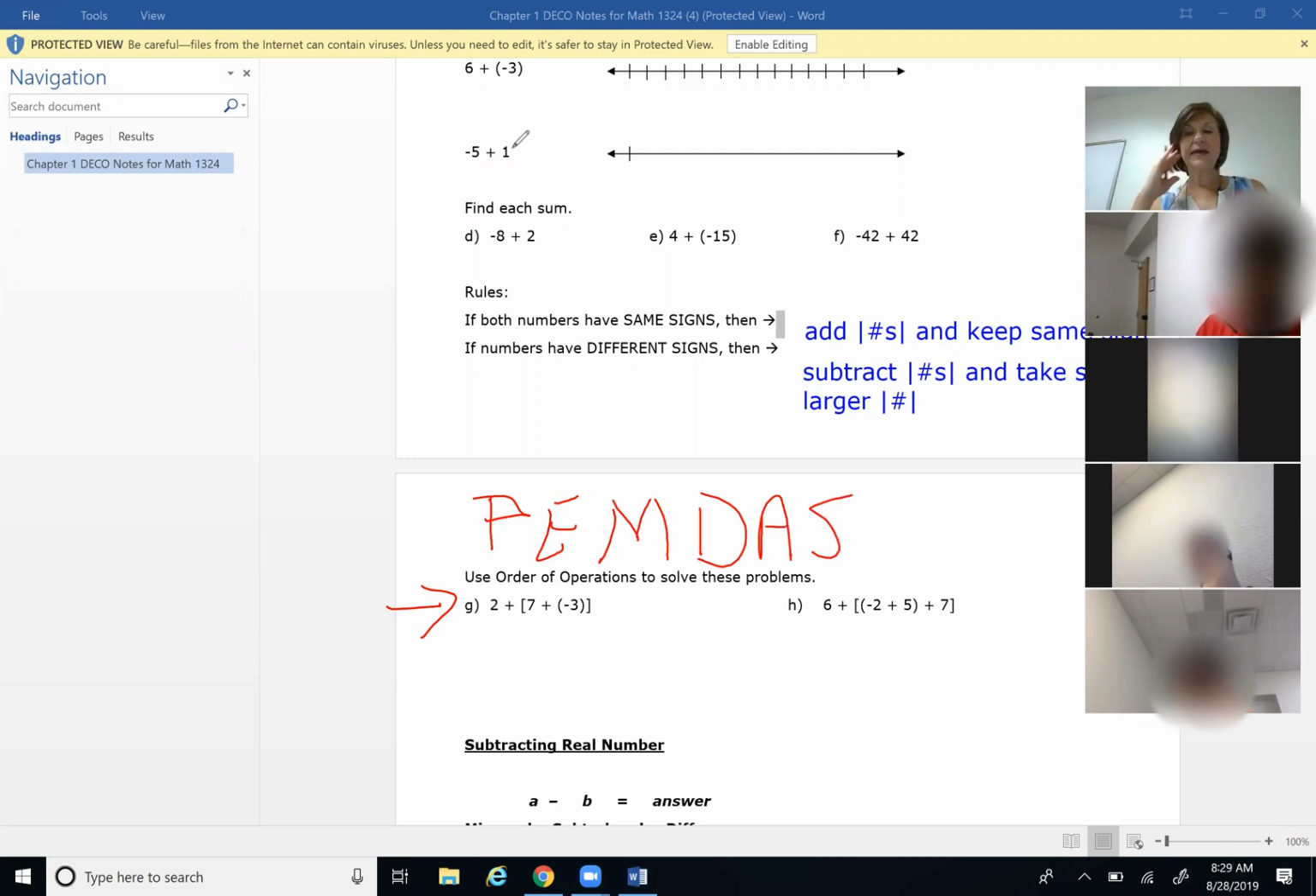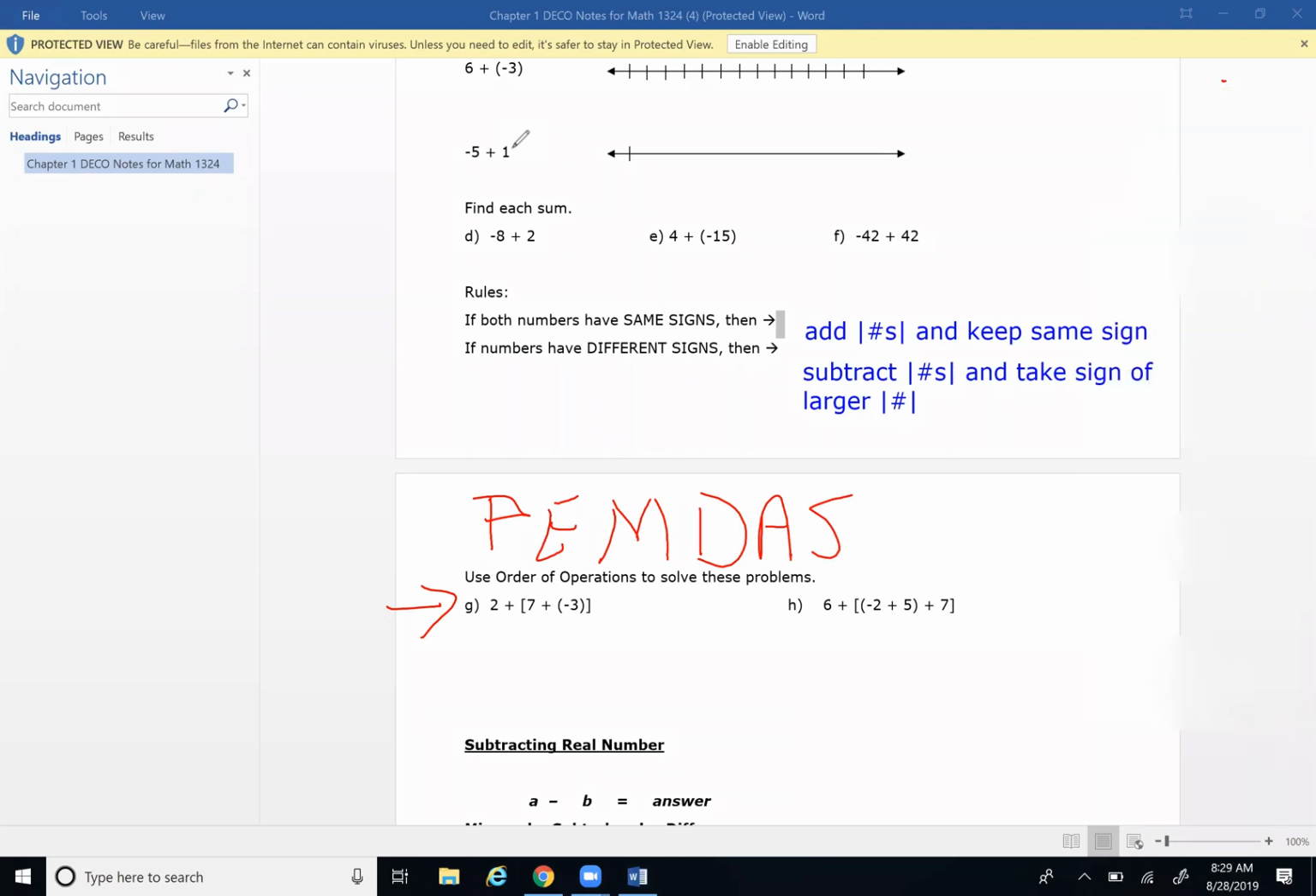Okay. And what we're going to do is follow order of operations here. So where did you start? The parentheses. And notice we have a parentheses around negative 3, and then these are brackets around the 7 plus negative 3. The brackets are just a different type of parentheses to help you understand where one set of parentheses starts and the other one stops. So we call the brackets the outer parentheses.